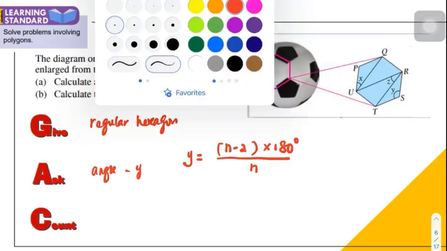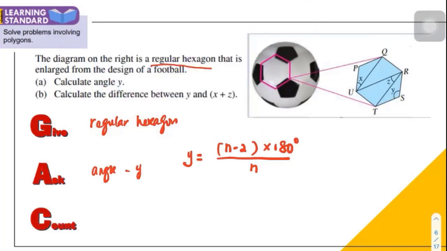So what's the n? N is the number of sides. How many sides does this polygon have? 6. So it equals 6 minus 2, times 180, then divided by 6. Use your calculator. 120. The rest, same? Everybody, the answer for this is 120. So you have already answered part A of the question.